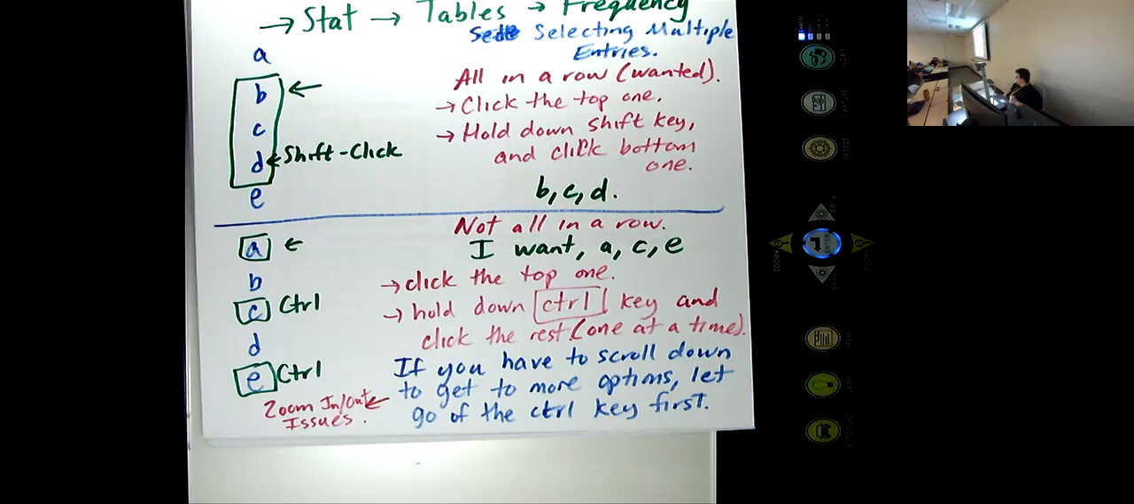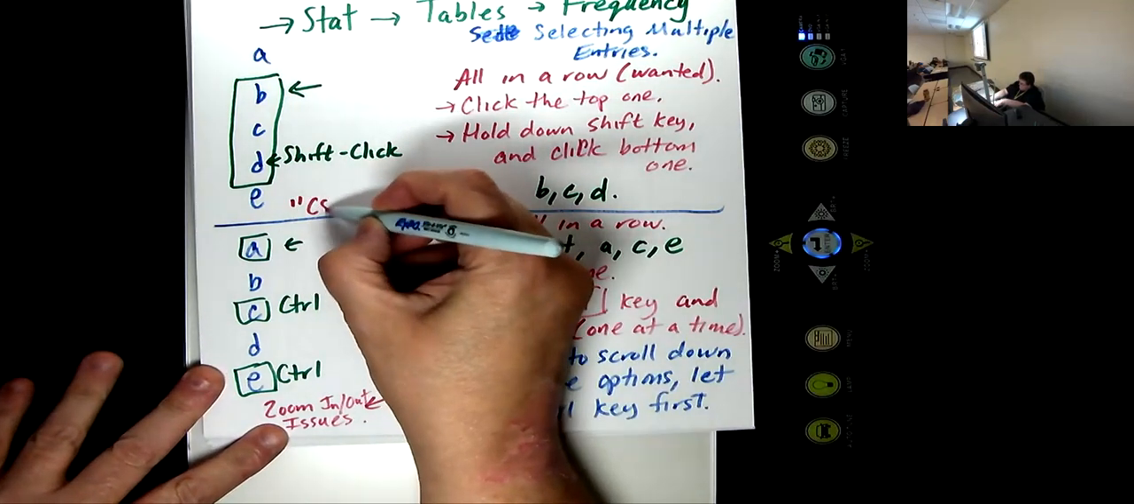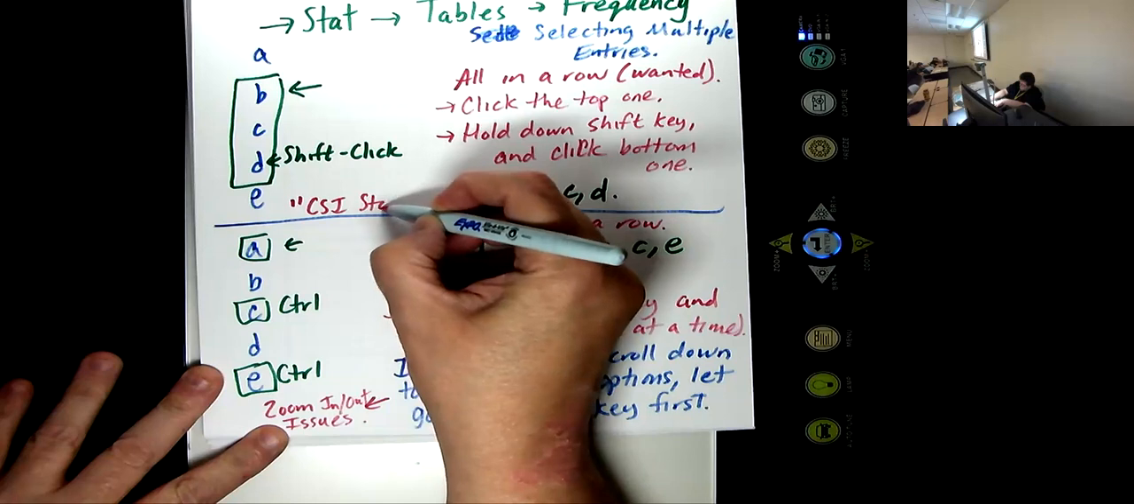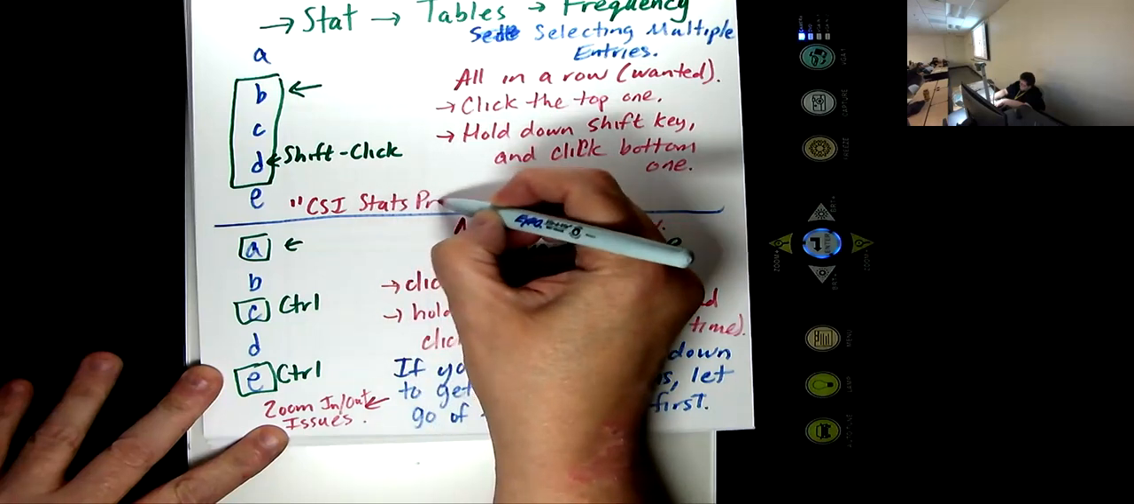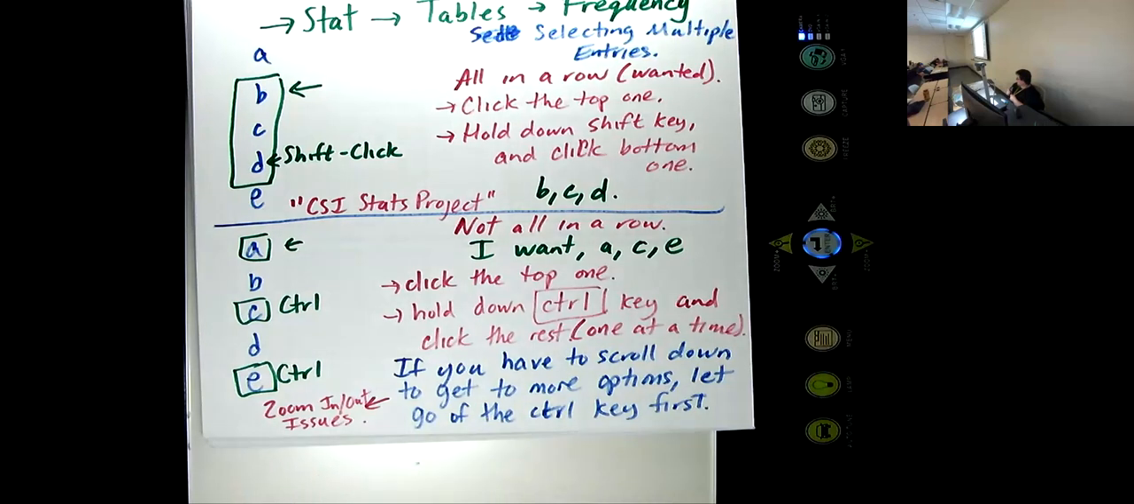If you want a big database to check out, I'm going to show you how to get there. If you look for CSI Stats Project on StatCrunch, you will find a database that I've used in the past. I'm about to use it for my presentation here, so I'll show you what I'm talking about.